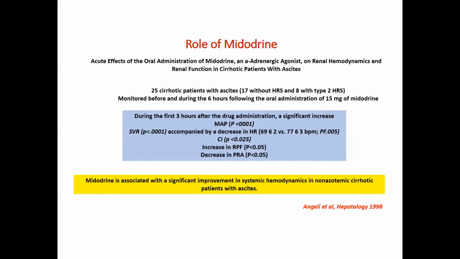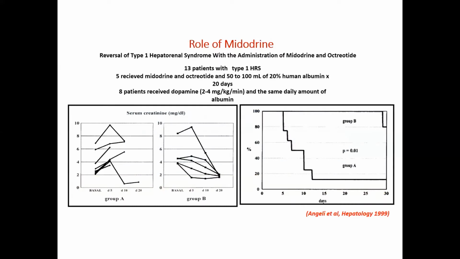and that is why I switched over to midodrine. It's again another vasoconstrictor, and midodrine has been proven to be effective in showing improvement in systemic hemodynamics in non-azotemic cirrhotic patients with ascites, in a very early study by Paolo Angeli, published in Hepatology in 1998.